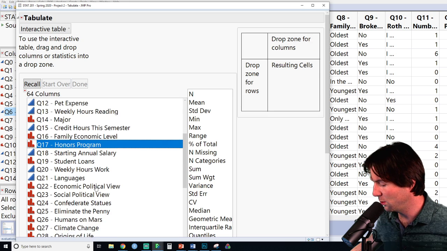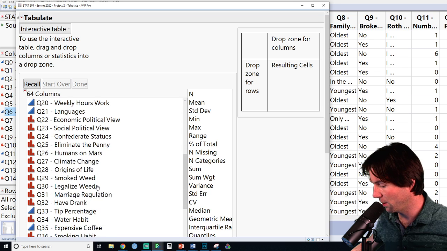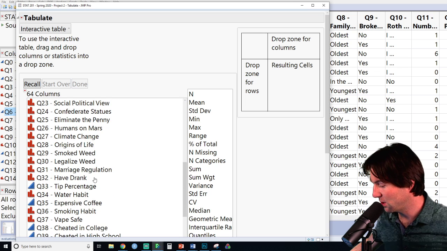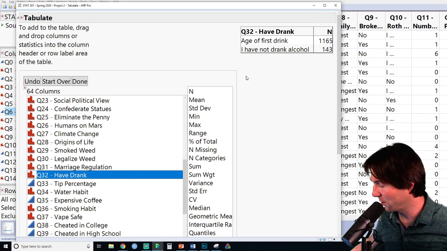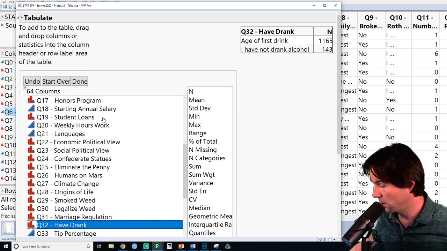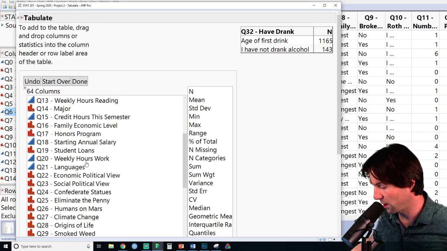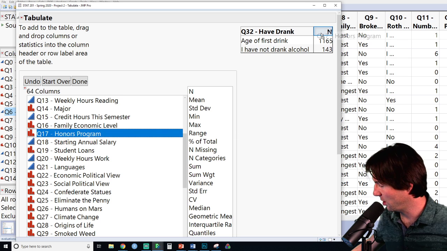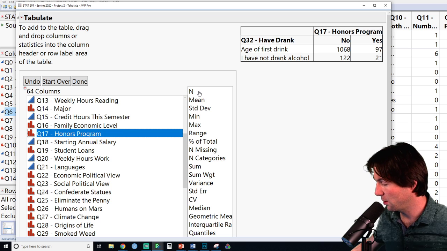Let's do, what would be a fun variable? Let's do if people have drank and whether or not they're in the Honors Program. So I'm going to make it very clear what's going on with this. And where's Honors Program? I missed it. There's Honors Program. You can always search; there's a search option on that. There we go. Let's go to N.